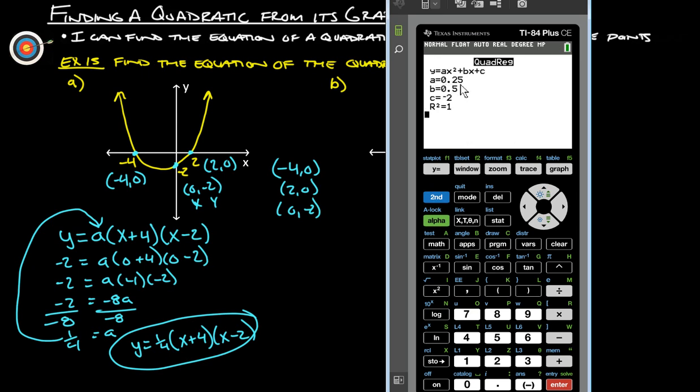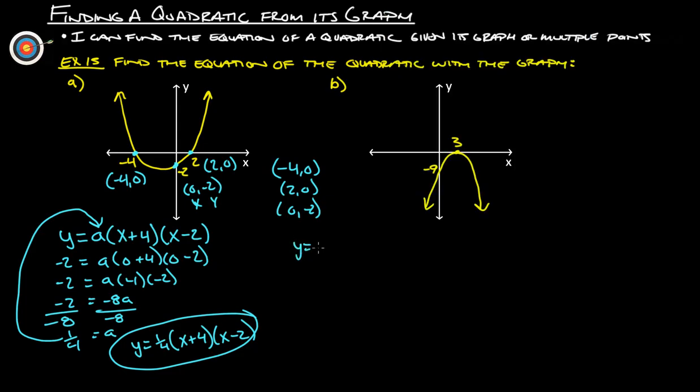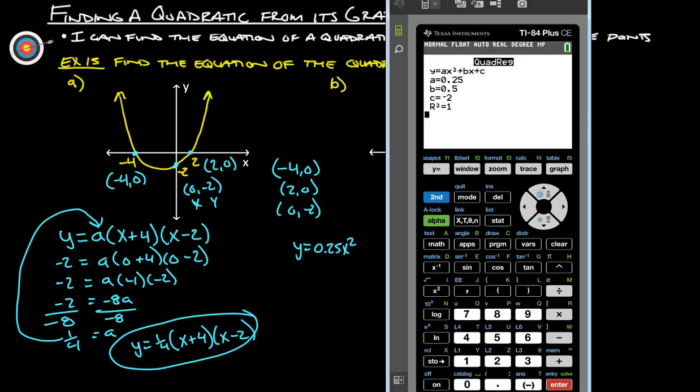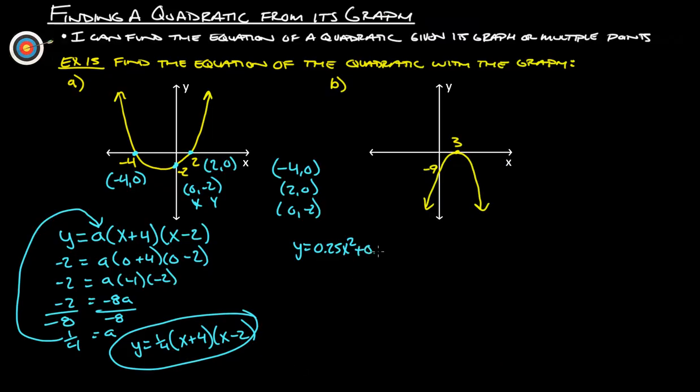So it comes up with 0.25x squared plus 0.5x minus 2. I've got to try to remember all this. So we got y equals 0.25x squared. I think it was plus a half. Yep, plus 0.5x, and then, oh no, minus 2.